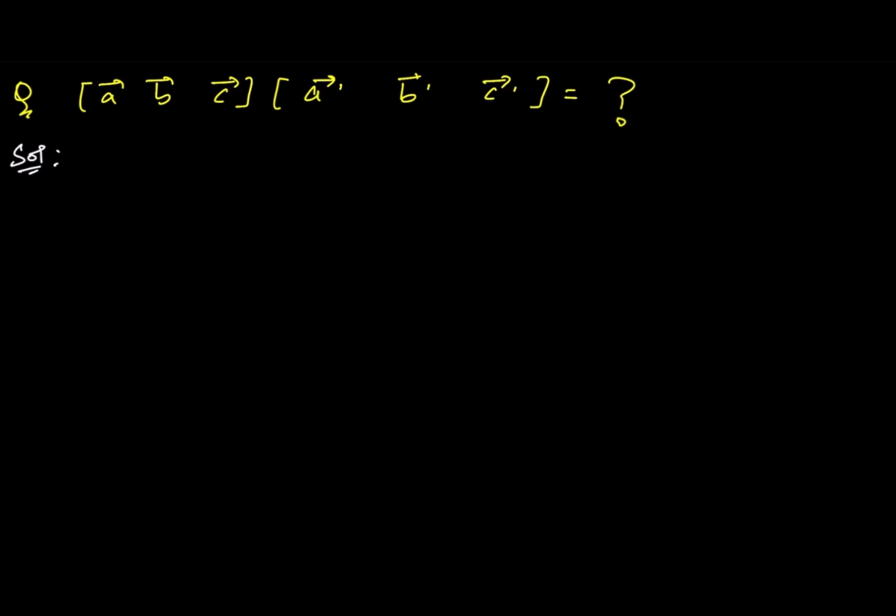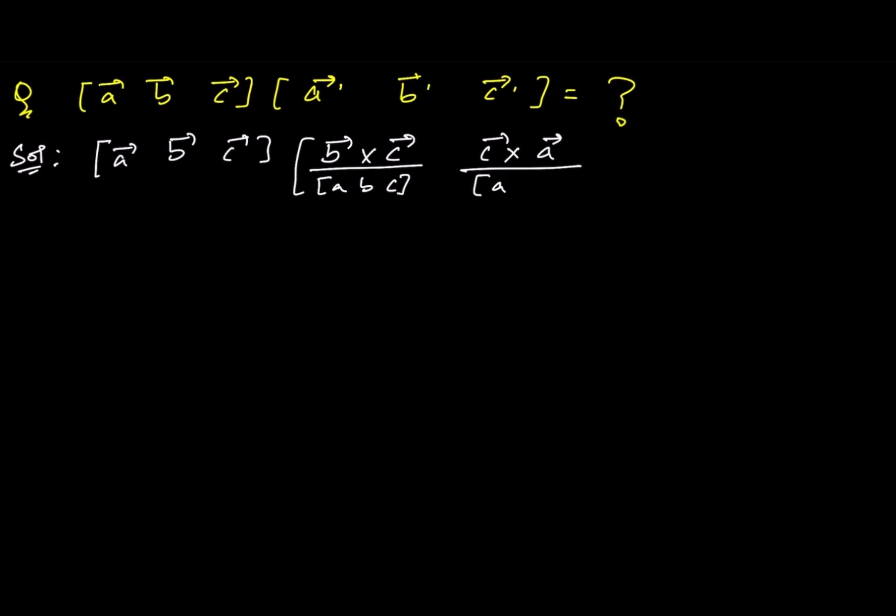So for solving, we can replace A dash, B dash, C dash in terms of A, B, C. Now what will the second box become if I replace A dash by B cross C upon box ABC? Similarly, B dash is C cross A on box ABC, and C dash is A cross B by box ABC.